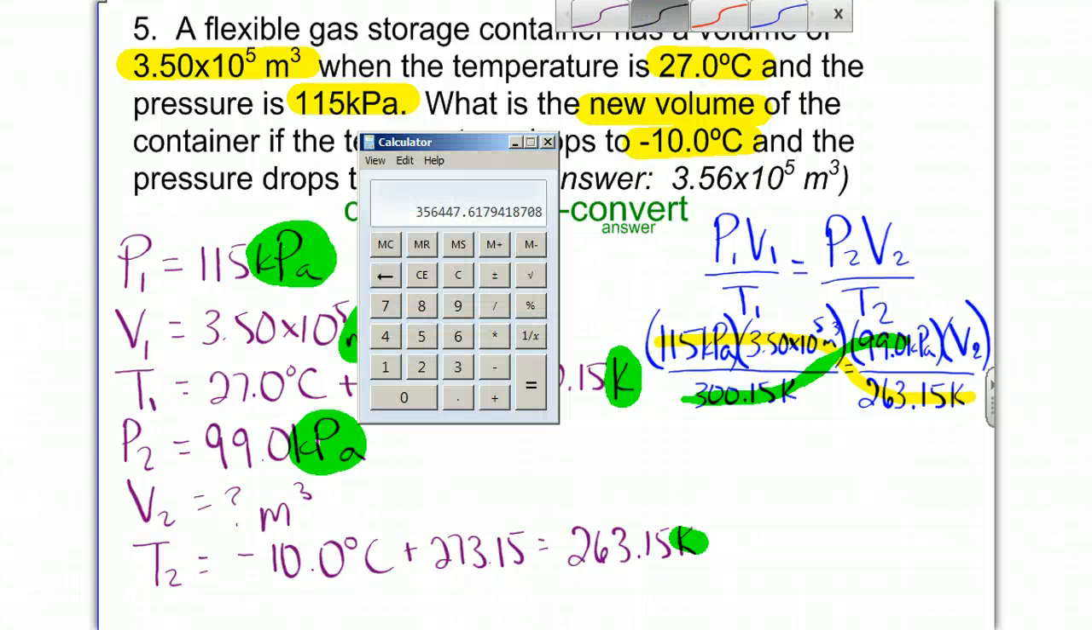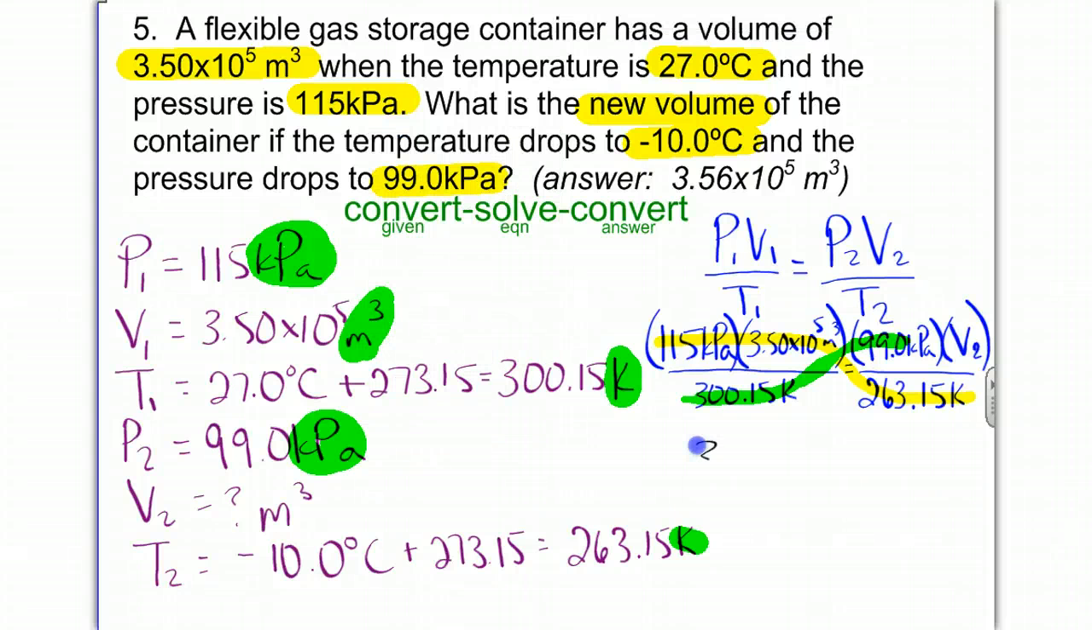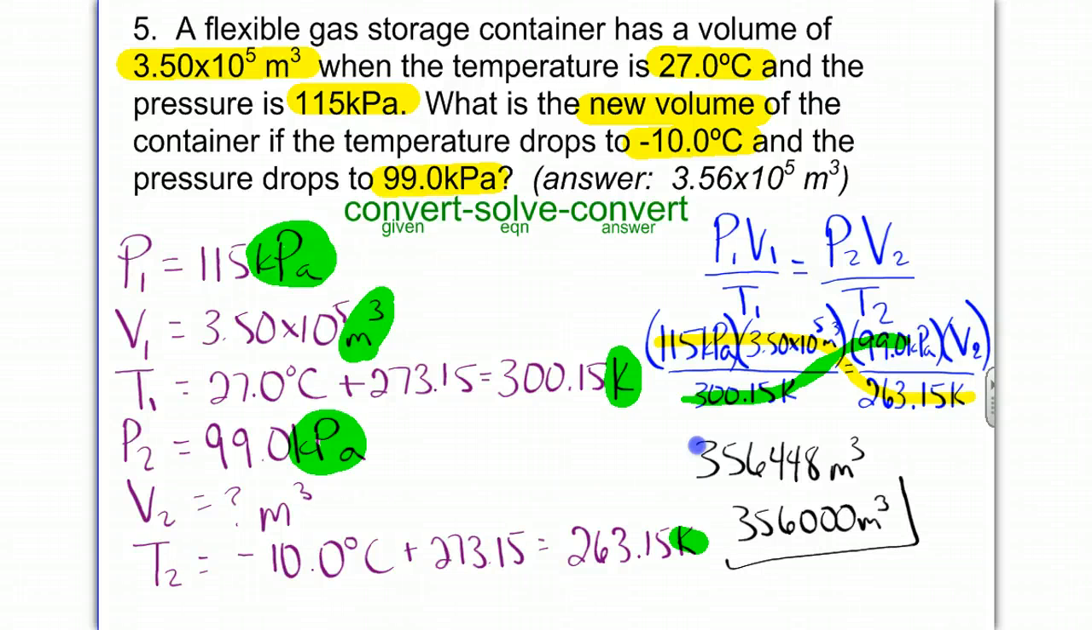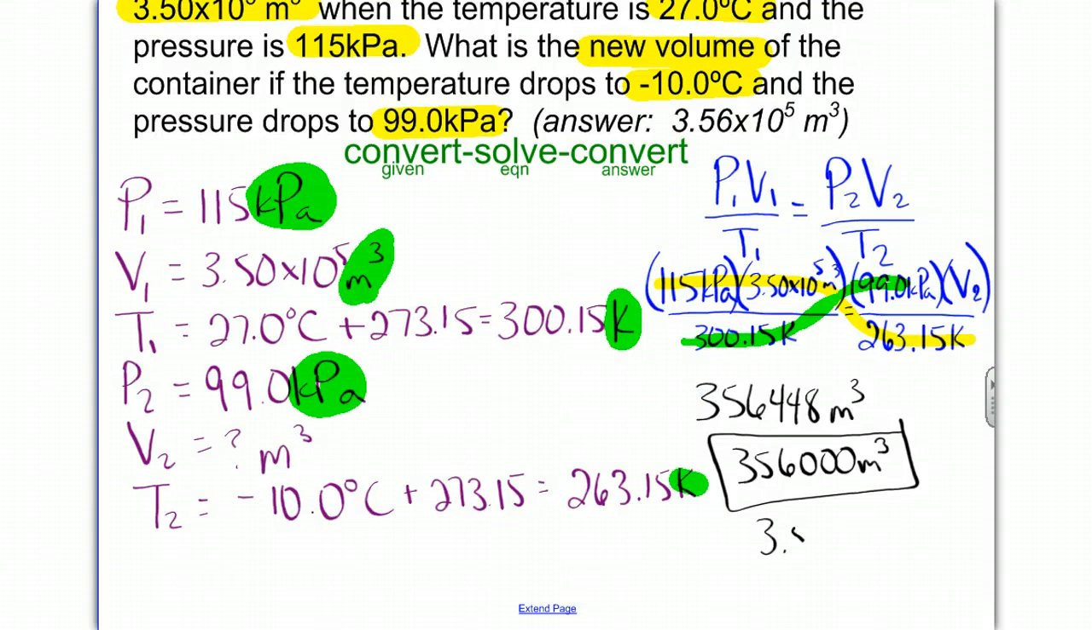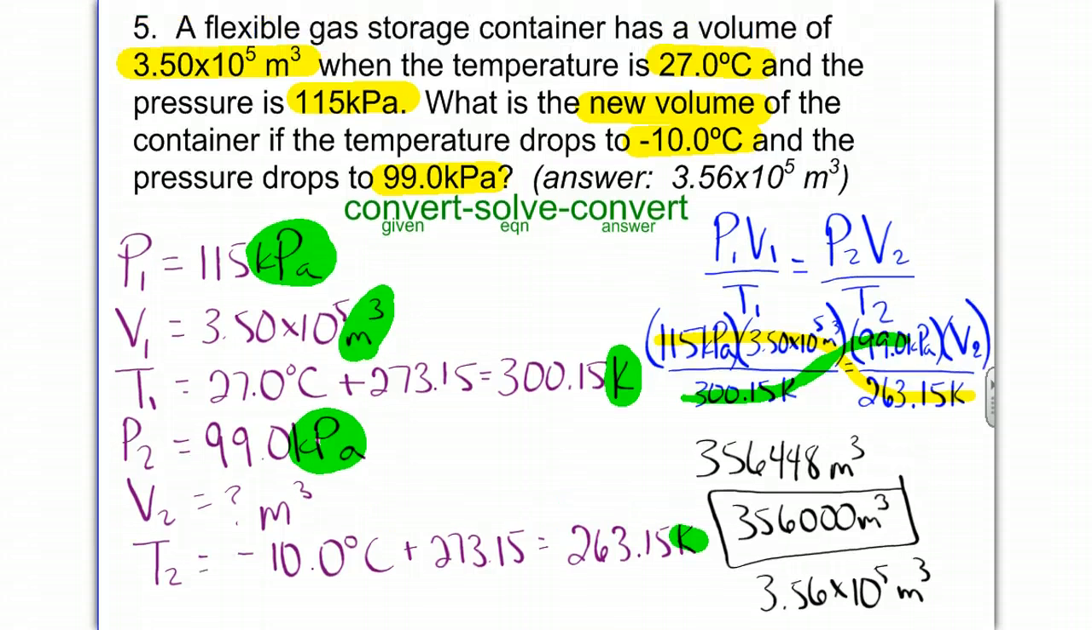And so that'll be 356,448. This is meters cubed, and if I want the correct significant figures, I'm going to use 3 significant figures, which gives me 356,000 meters cubed as my new volume. This is the same thing as 3.56 times 10 to the 5 meters cubed, which you'll notice is our answer in the parentheses.